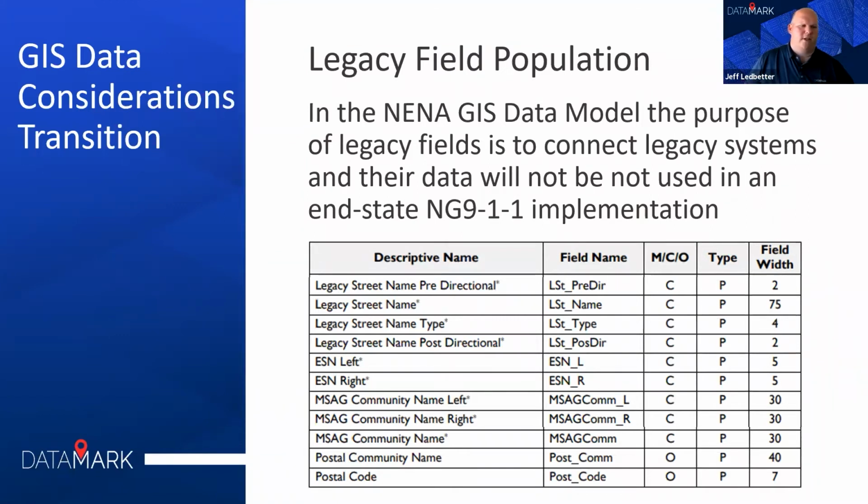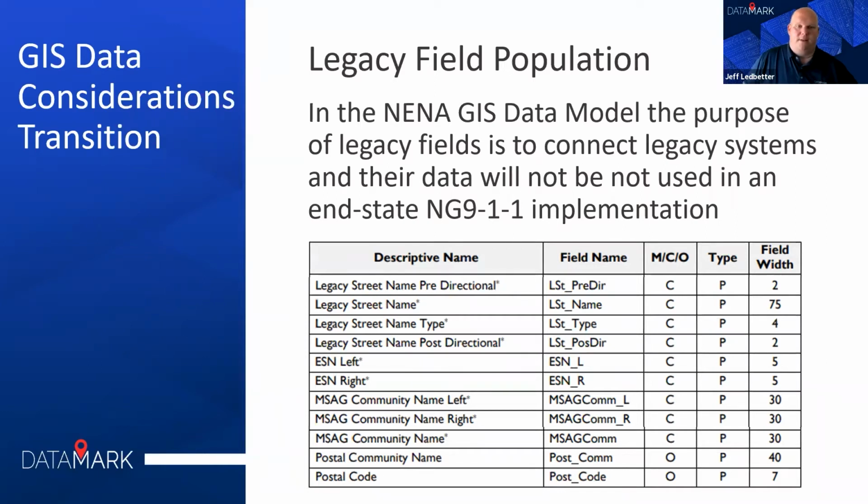Now I have a question in the Q&A that I want to take up here. It says, how do legacy and NG911 fields handle road extensions? For the example, Robert Road extension. Now in the next generation 911 formats, there's actually a field that is created for that called a post modifier. That's where you would put the extension element of that.